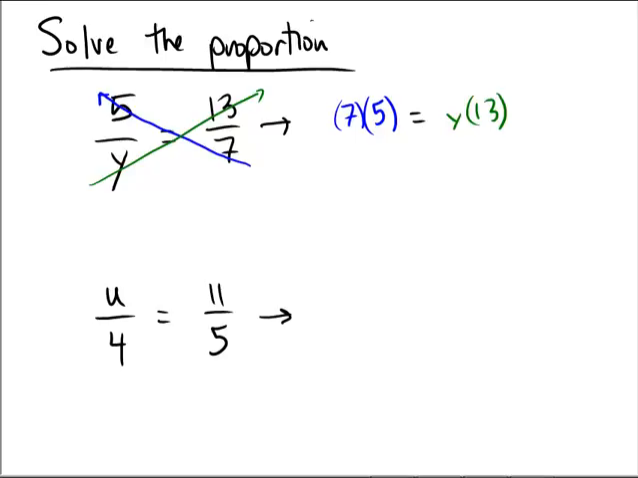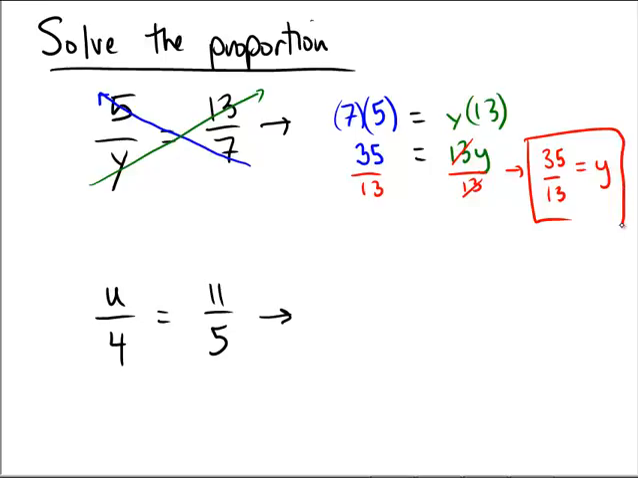So now simplifying, we get 7 times 5 is 35, y times 13, also known as 13y. And then by dividing both sides by 13, as the 13's cross out on the right, we're just left with y, and on the left we're only left with 35 over 13, which doesn't reduce any further, and so that's the final answer.